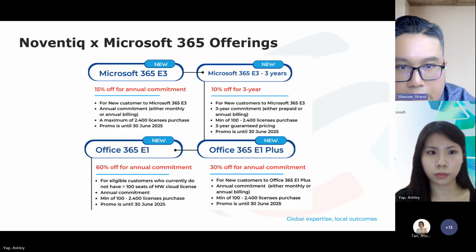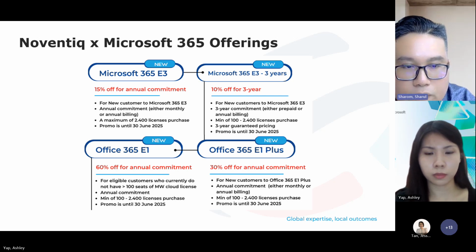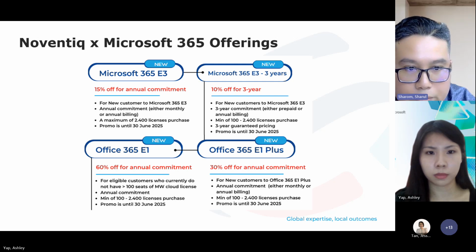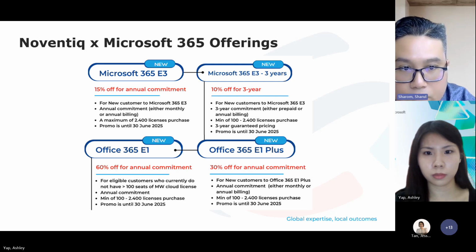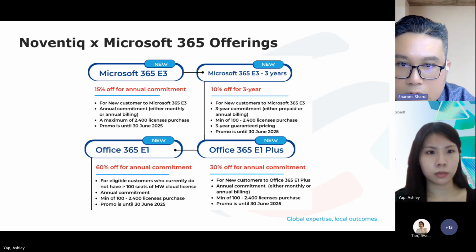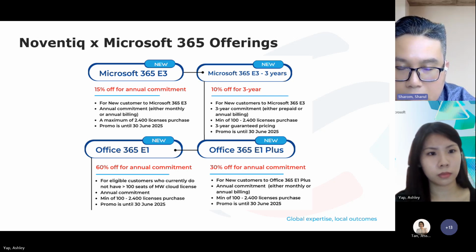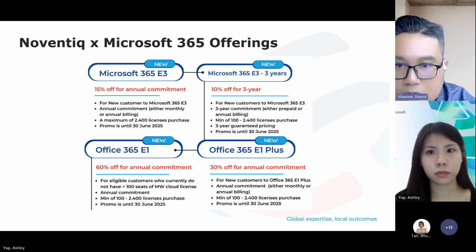Also, another of our offerings by Microsoft and also Noventic, as you can see there, in terms of new customers on board to Microsoft 365 E3, you can enjoy either monthly or annual billing, and this promo is until 30th June 2025. It is 15% off the annual commitment. If you upgrade to Microsoft E3 for a 3 years commitment, then there's also a promo of 10% off for the 3 years commitment.